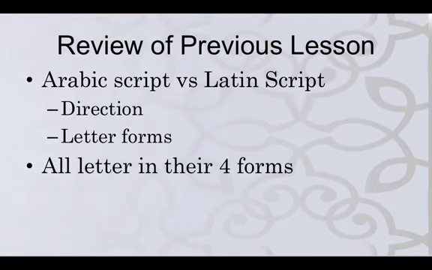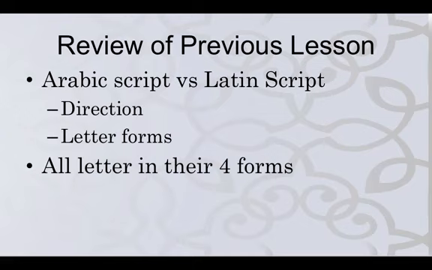Okay, review of the previous lesson. If you remember, we spoke a little bit in the previous lesson about Arabic script versus Latin script. In the Arabic script, the direction is from right to left, whereas in Latin script, the direction is left to right. In the Arabic script, the letters are in 4 forms, whereas in Latin script, the letters are only in 1 form. And the 4 forms the letters in the Arabic script can take are initial, medial, final, and isolated. Those are the 4 forms.